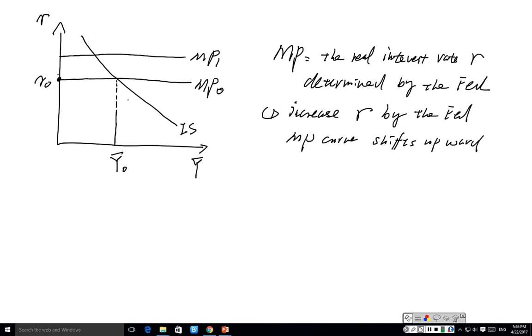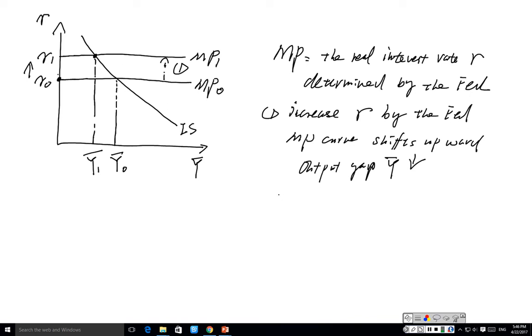With the shift of the MP curve, the interest rate will rise to R1. So this shift is represented by 1, and we can find the new equilibrium intersection. This determines the new equilibrium output gap. It will be Y1 bar. Which means the output gap Y bar declined. What's the reason?